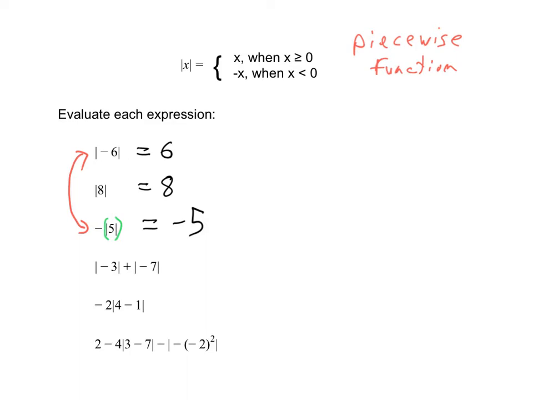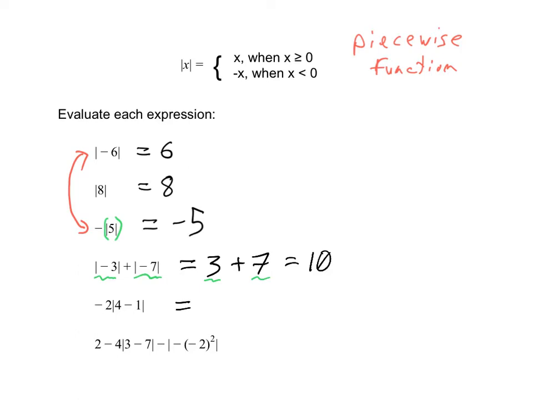Continuing on to our fourth expression, so the absolute value of negative 3 is 3, plus the absolute value of negative 7 is 7, and 3 plus 7 gives us 10. So note that, similar to the third example, we evaluate these absolute value expressions first, and then we use order of operations after that.